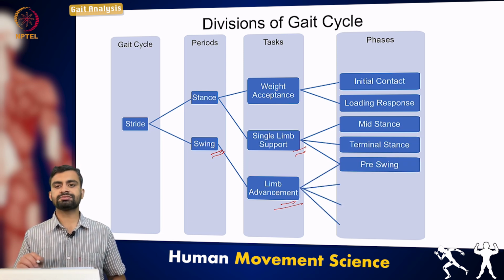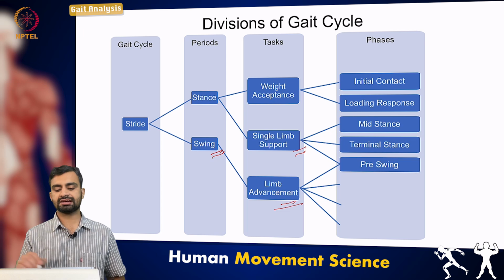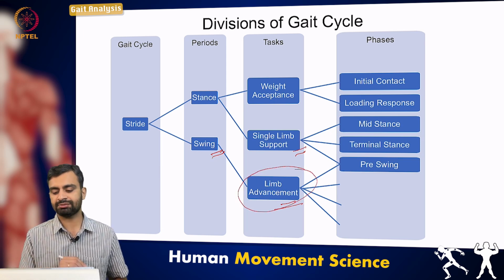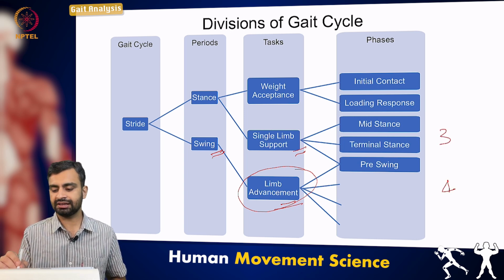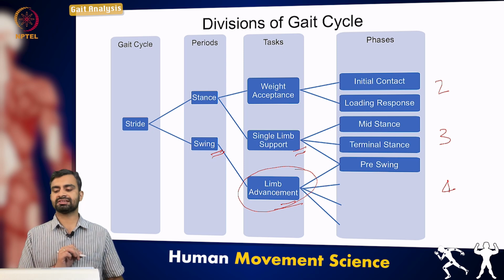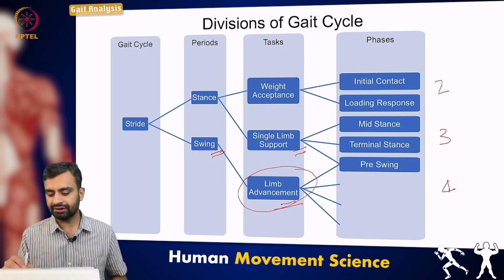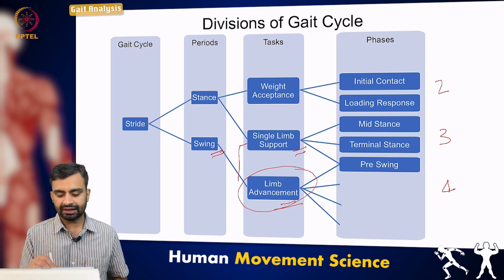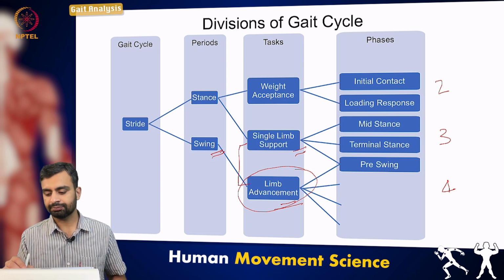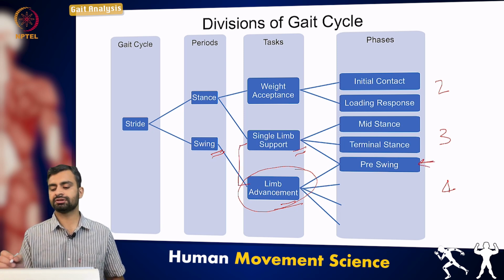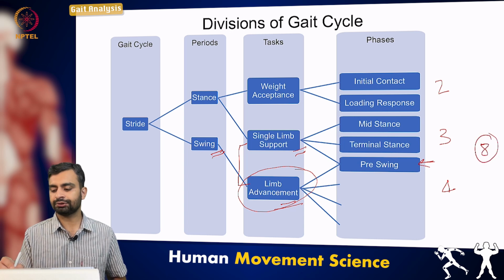And limb advancement has an overlap with the single support phase. This limb advancement task can be further subdivided into 4 subphases. Single limb support is 3 and weight acceptance is 2. So there is an overlap between single limb support and limb advancement in the pre-swing phase. This is common, so if we add up, they will add to 8 phases.